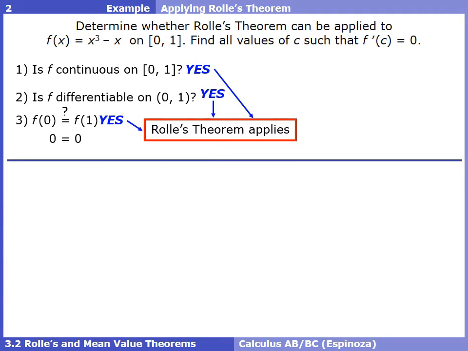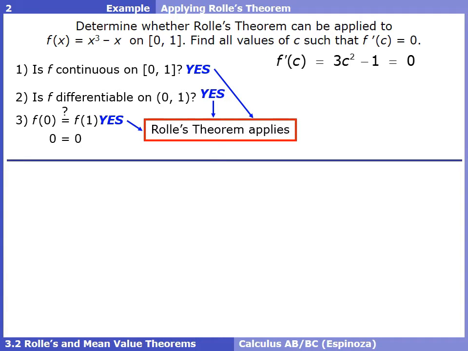Well, since Rolle's theorem applies, we know there's at least one point between 0 and 1 where we have a slope of 0. So how are we going to find that? Well, we just need to take the derivative and set it equal to 0. So I'm going to do this throughout this lesson. I'm going to change what you guys are used to seeing as an x to a c.